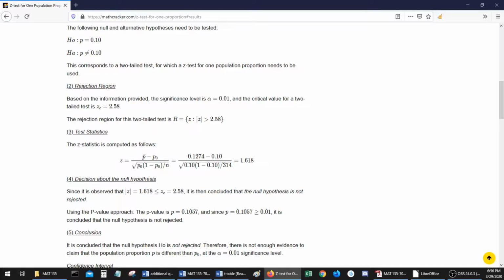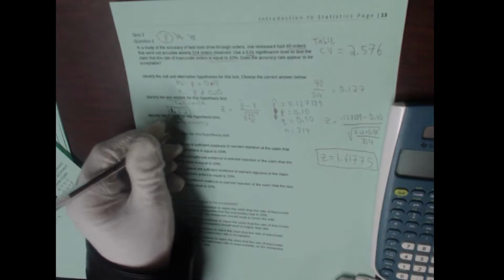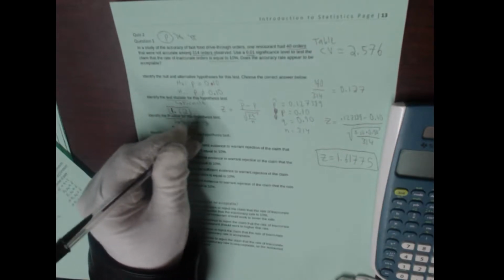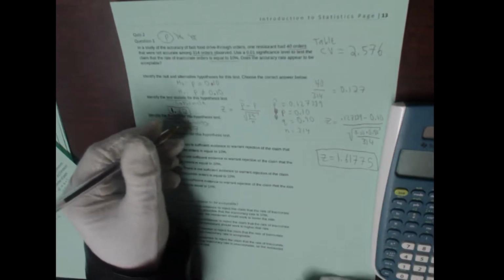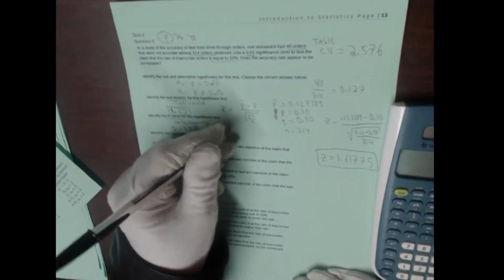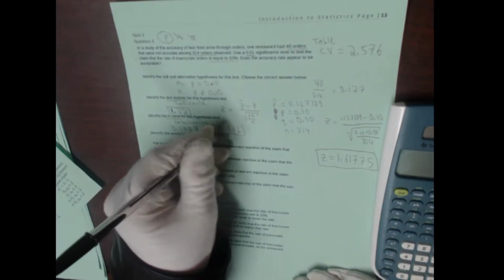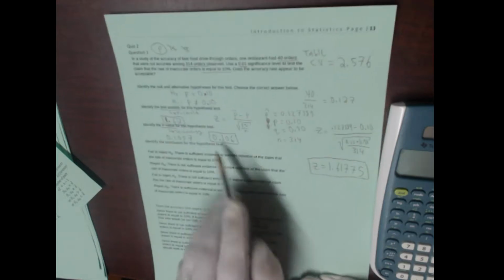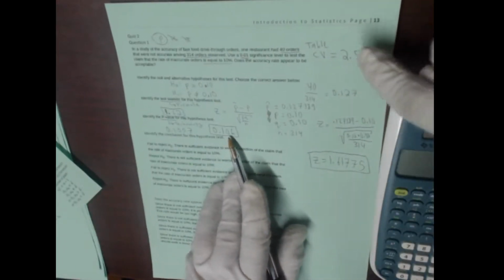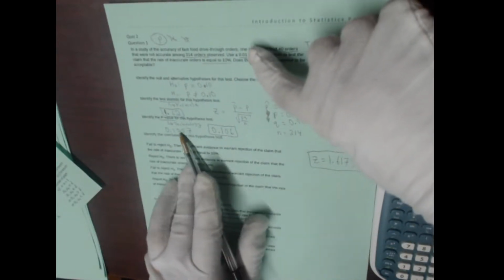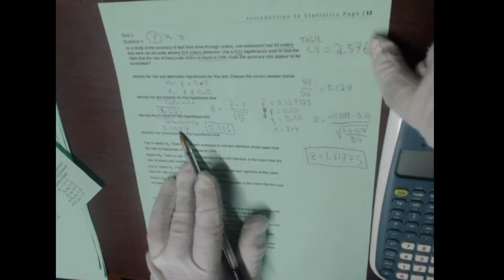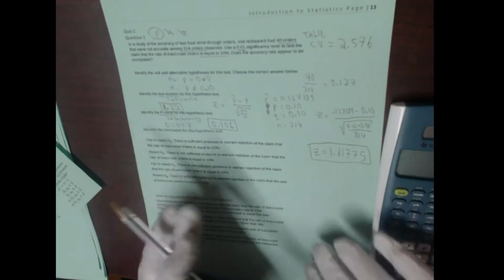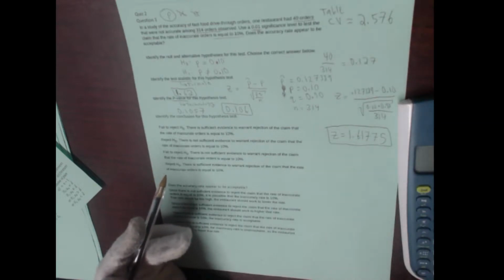0.1057 is the p-value. Now the book wanted us to round this to 3 decimal places, so the book wants 0.106. P-value larger than alpha because the test statistic was smaller than the critical value. I know I keep hammering this into you, but I promise all these tests are the same. That's why I'm repeating myself over and over.